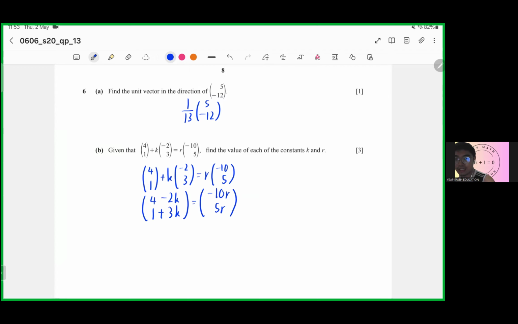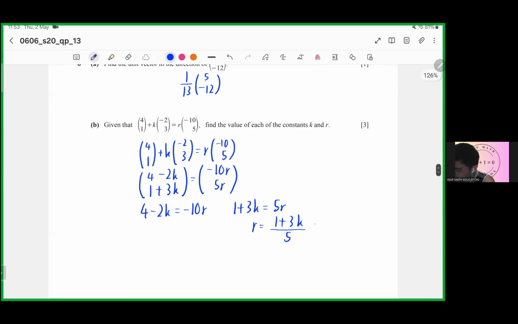We can write the equations in this form. Actually, this is just like linear equations. So we can write 4 minus 2k equals negative 10r, and 1 plus 3k equals 5r. Then we can make r equal to 1 plus 3k over 5. So this is our first equation, this is the second equation. So first, we put it into the second equation.